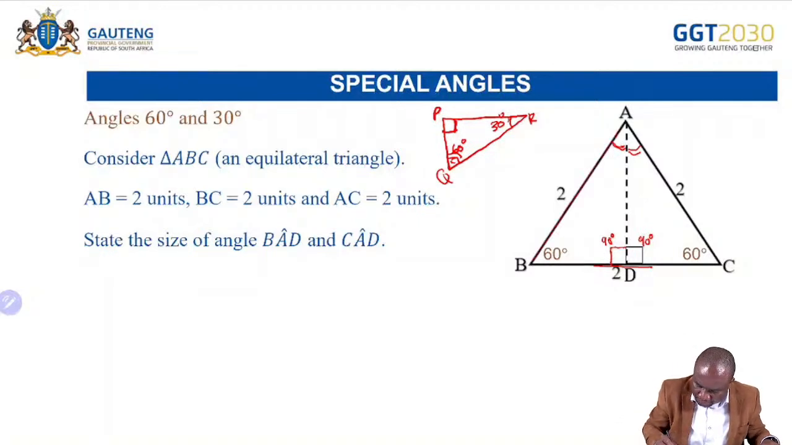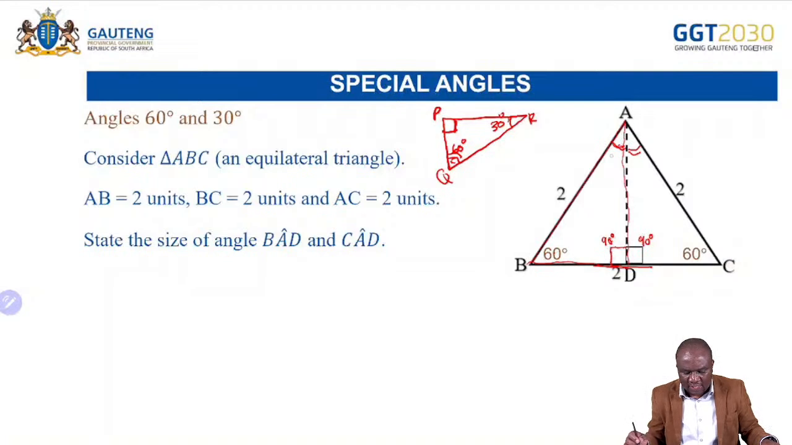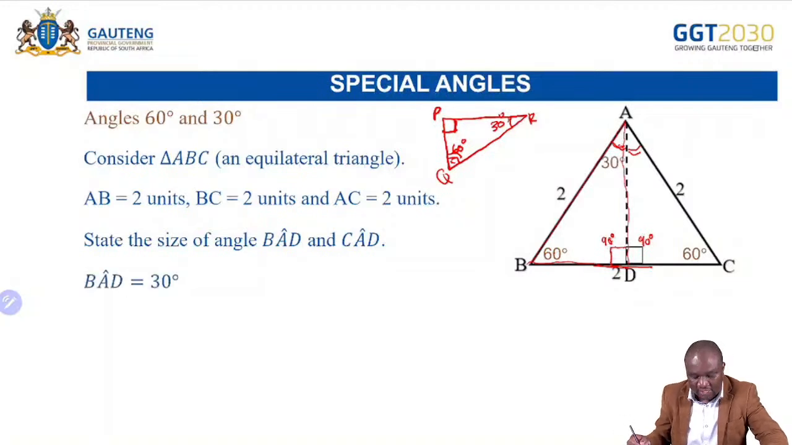If you say this is a triangle, then you say 60 plus 90, that is 150 degrees. And then 180 minus 150 degrees, that's 30 degrees. See that? So this angle here is 30 degrees. BAD, not BAC, BAD is 30 degrees. You can see 60 plus 30, that is 90. They are complementary angles. Or even if you use the interior angles in a triangle, you will get 30 degrees.